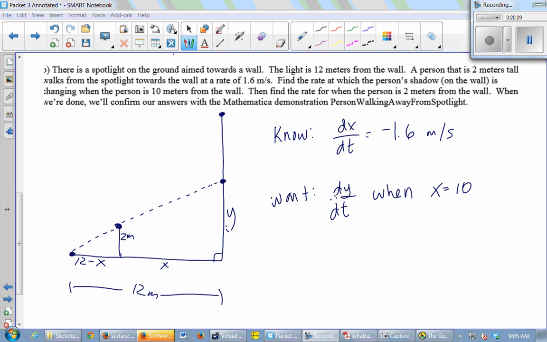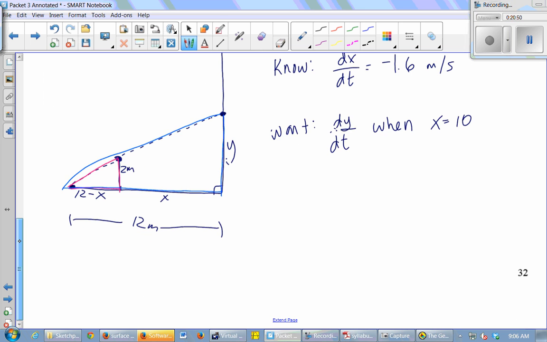Yeah, these are two similar triangles, so I can set up a proportion based on the side lengths. So I've got a small triangle here and a larger triangle that is similar in blue there. So I can use the proportionality of similar triangles to write an equation. So let's see, in my little triangle, the vertical side is 2. What's the vertical side of my big triangle? Y. So 2 is to y as, in my little pink triangle, the horizontal distance is 12 minus x.